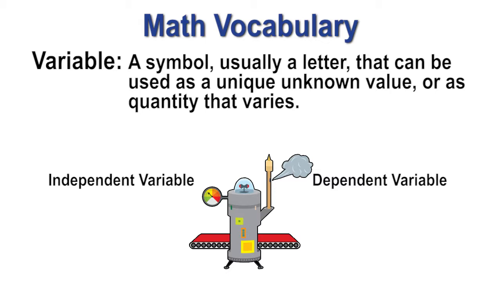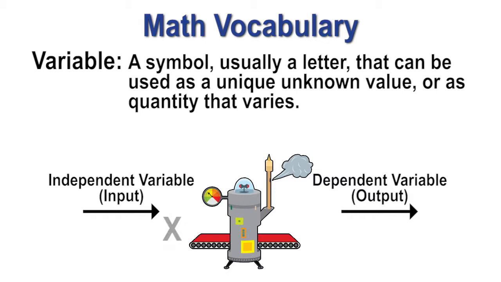An independent variable is considered the input. A dependent variable is considered the output. The dependent variable, often expressed with y, changes based on what value is placed into the equation as the independent variable, often expressed with x. In other words, y changes as a result of the change in x.